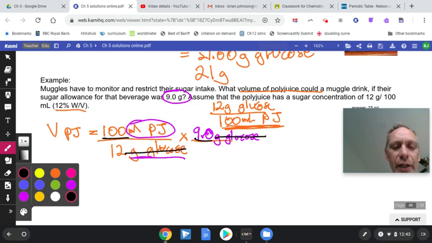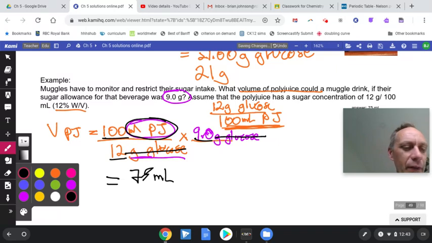100 times 9 divided by 12, and then there's our final units, milliliters of Polyjuice. Plug all that into your calculator, and you get 75 milliliters, even, 2 sig digs. 75 milliliters.